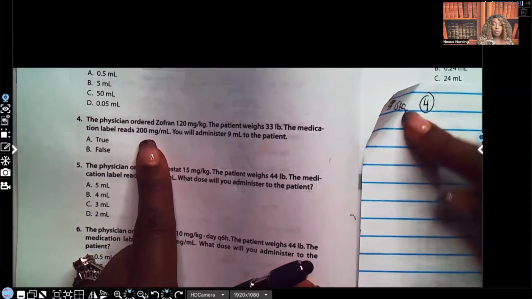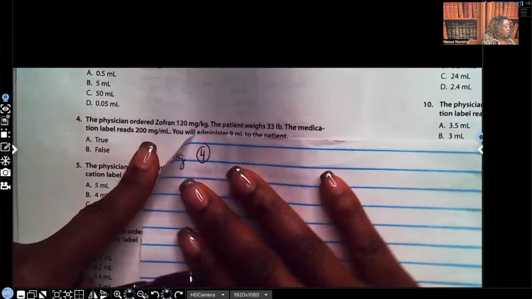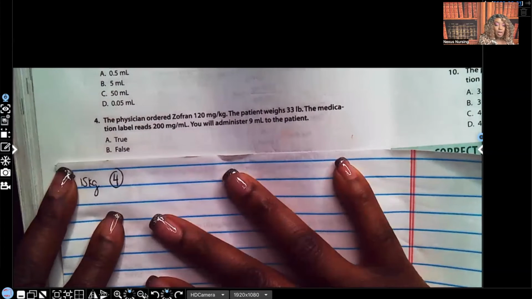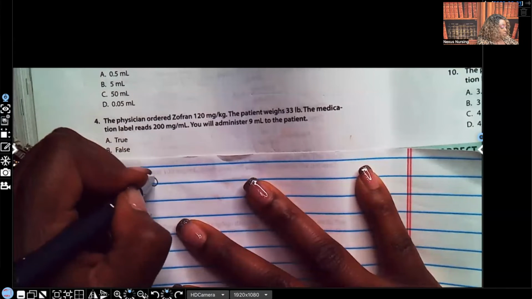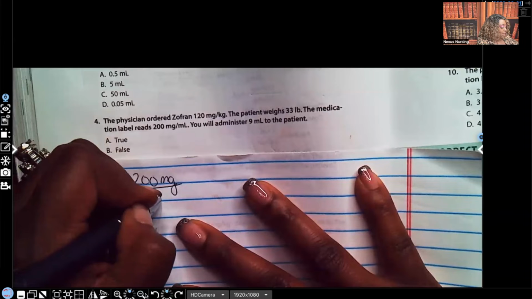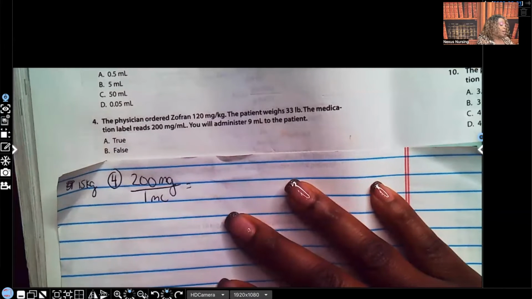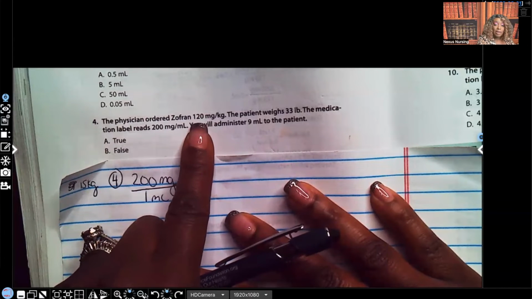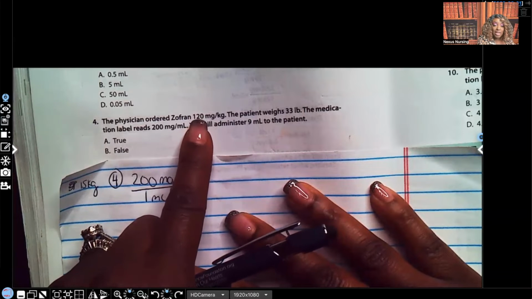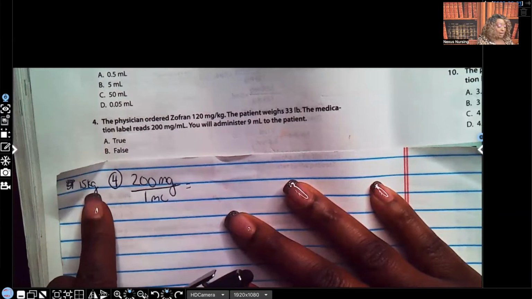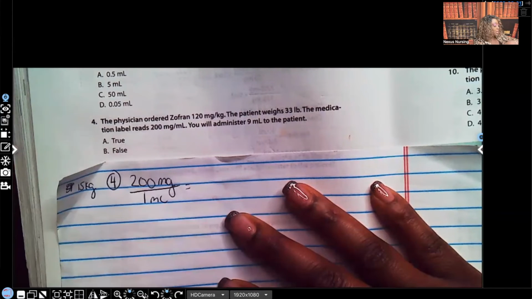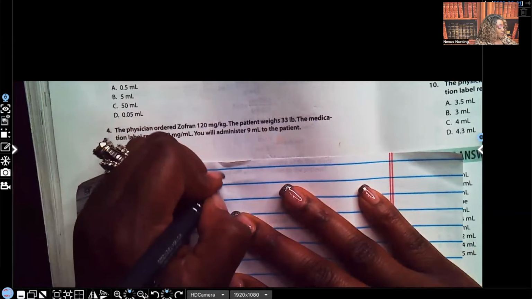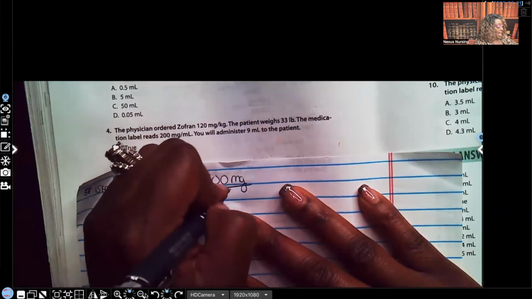Again, always start with what you already have. Let me move this down here under number 4 so you can see better. Always start with what you have, which is 200 milligrams per ml. So I'm going to write 200 milligrams over 1 ml is equal to, now look at what's ordered, 120 milligrams per kilogram. So we're going to multiply that 120 times our kilogram. 120 times 15, that gives you 1,800. So we're going to give 1,800 milligrams over X.